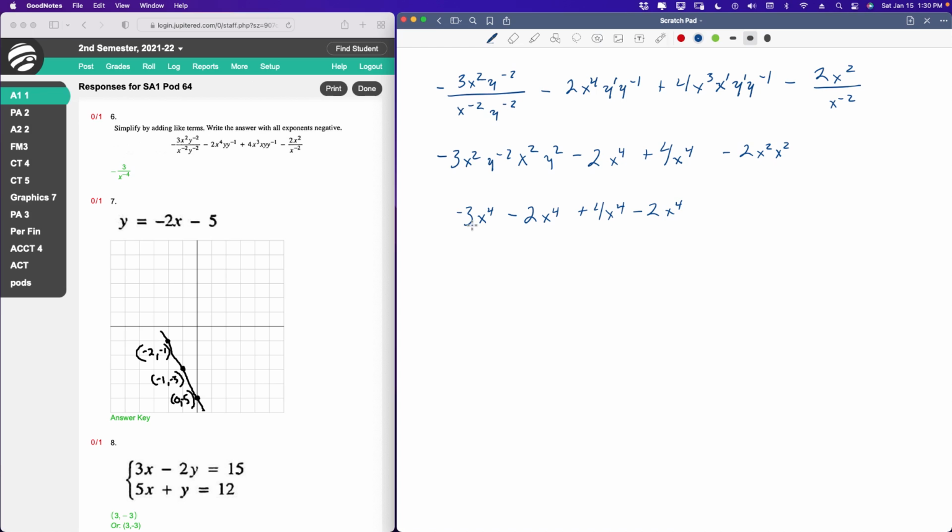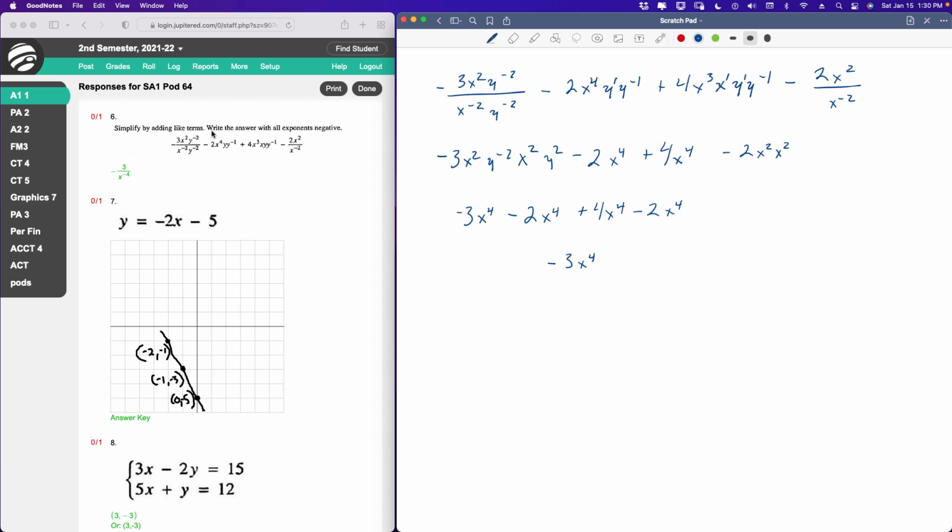So we have negative 3 and negative 2 is negative 5, right? Negative 5 and a positive 4 is a negative 1. A negative 1 and negative 2 is a negative 3. So we have a negative 3x to the 4th. That's our final answer here.